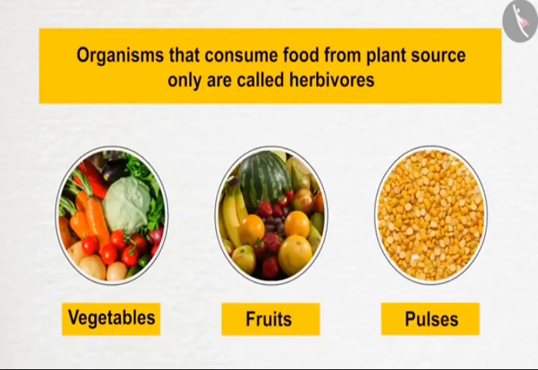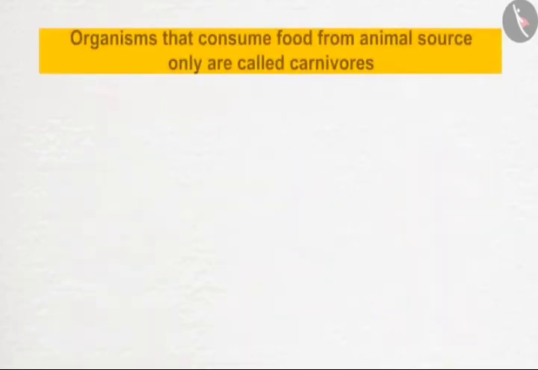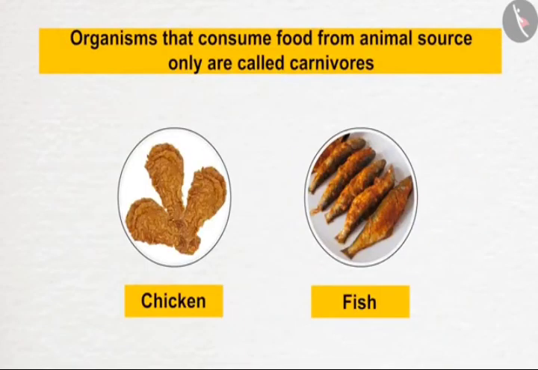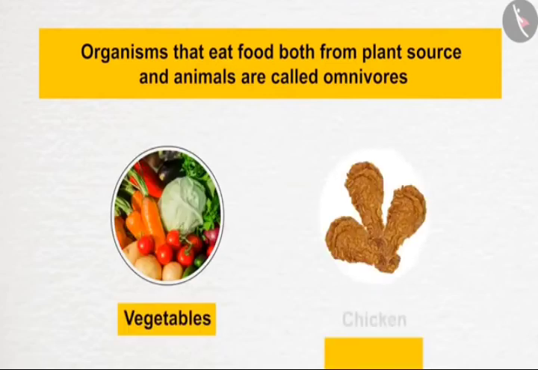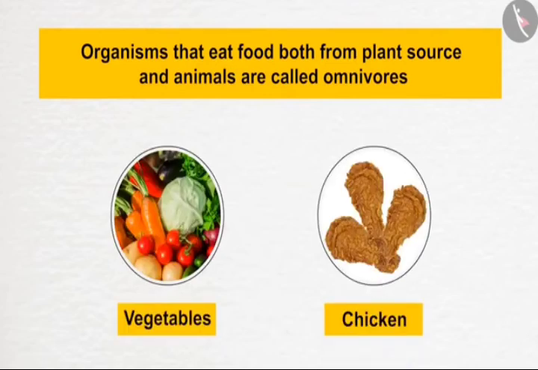The vegetables, fruits, pulses, etc. Organisms that consume food from an animal source only are called carnivores. The organisms that eat food both from a plant source and an animal source are called omnivores.